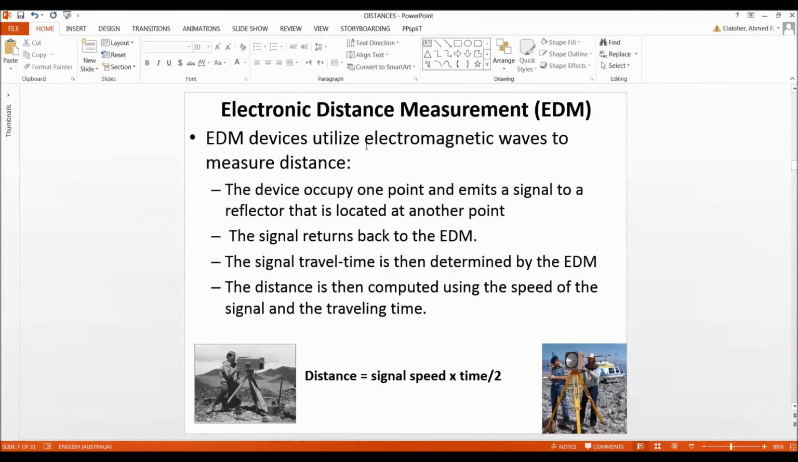EDMs, we'll talk much more about EDMs, but the idea is to use electromagnetic waves, or EM signals. The signal is emitted from a transmitter here, and it travels until it hits a reflector, and then comes back to the source or the transmitter here. We'll talk about it in more detail later.